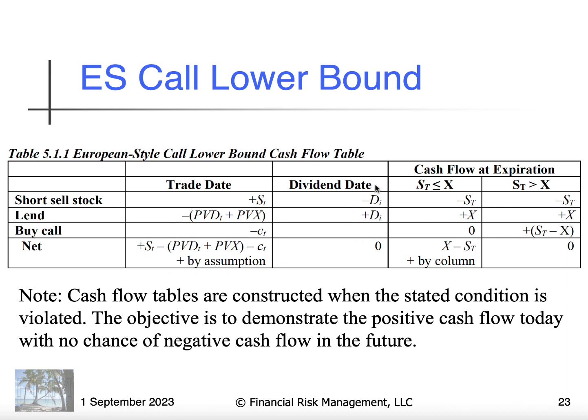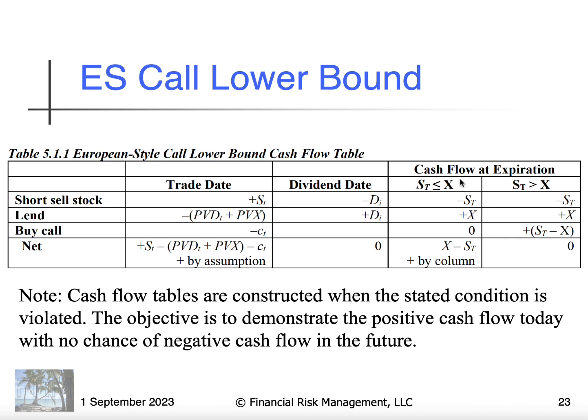The dividend payment required by the short seller: if you short sell a stock, you're responsible to pay the dividend to the person who loaned you the shares. That money will be received from the proceeds of lending, and there'll be 0 cash flow there. If it's European style, I don't have to worry about early exercise. And you'll notice that these 3 transactions result in 0 cash flow in the future if the stock price is above the strike, but it results in X minus ST if the stock price is below the strike price.